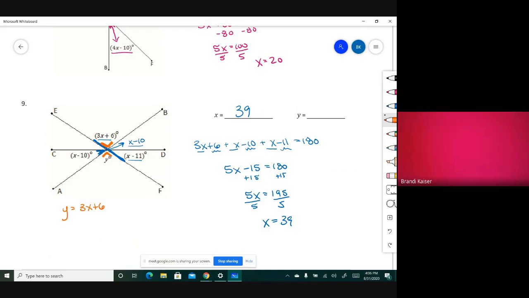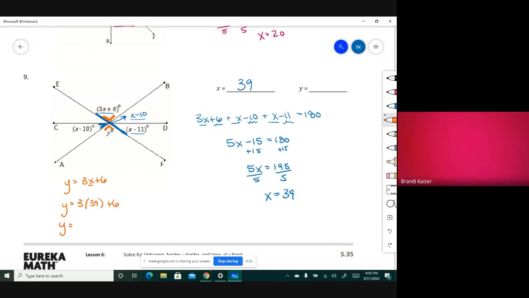Okay, now here's the thing. We just solved for x. We can actually take that value and plug it in for this x right here. So y equals 3 parentheses. This is where I plug in the 39, then plus 6. And now when I simplify this, I should have the value of y. So y equals 3 times 39 is 117 plus 6. 117 plus 6 should be 123. And that is our value for y.